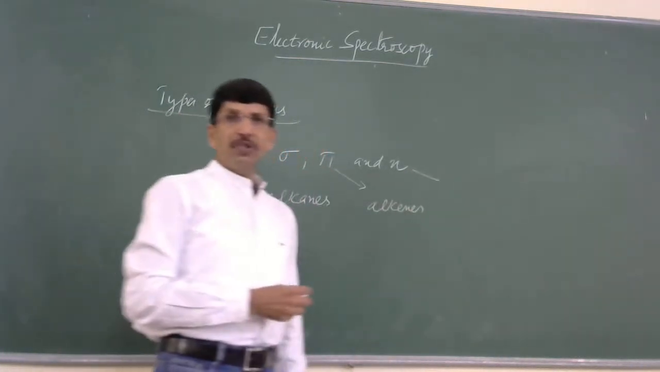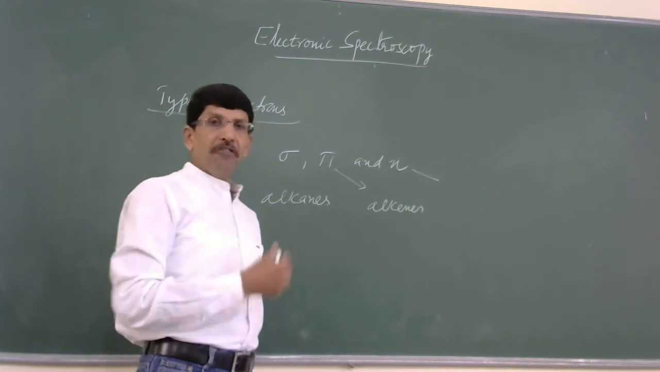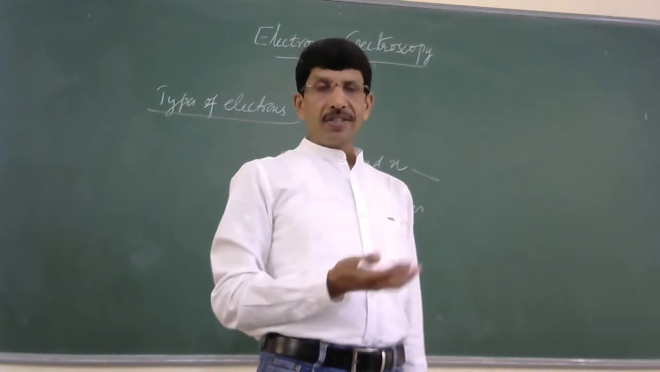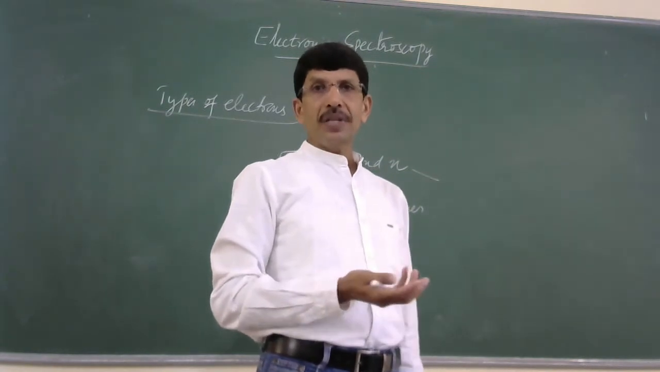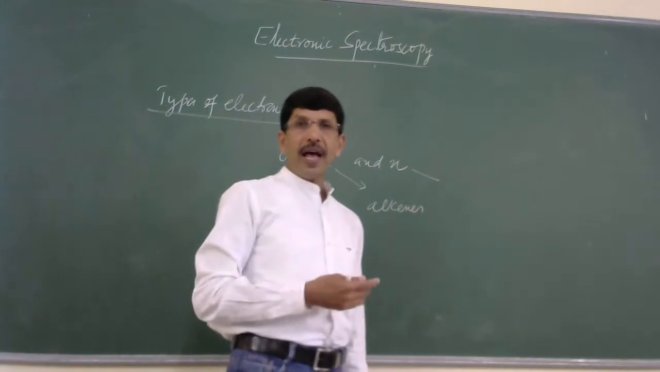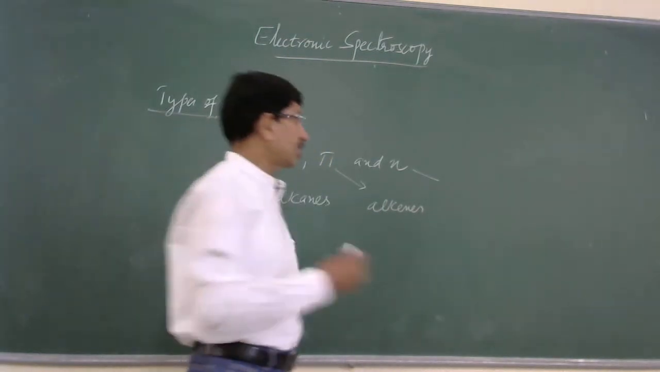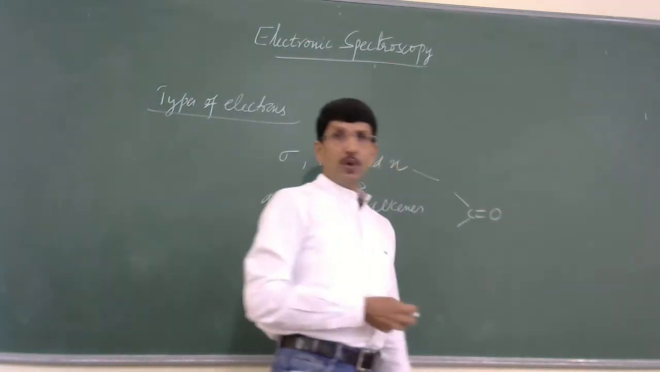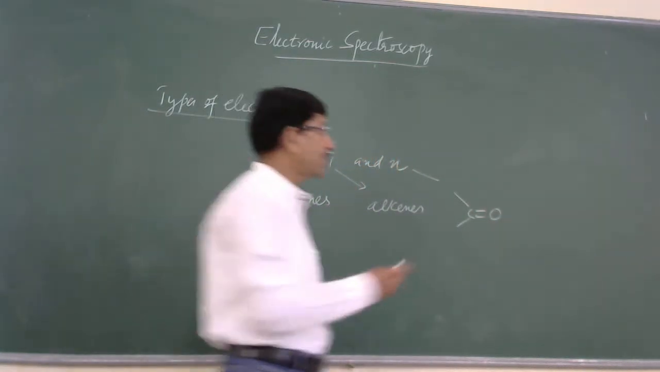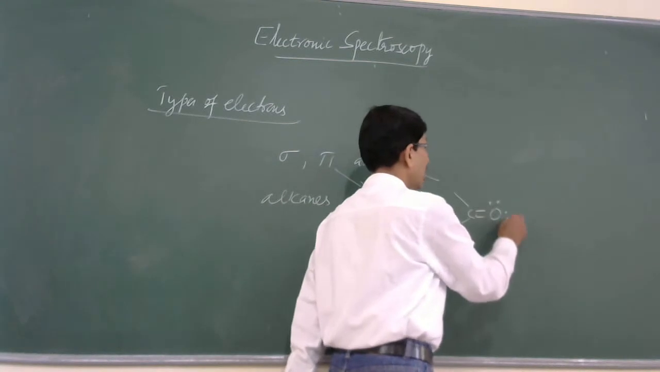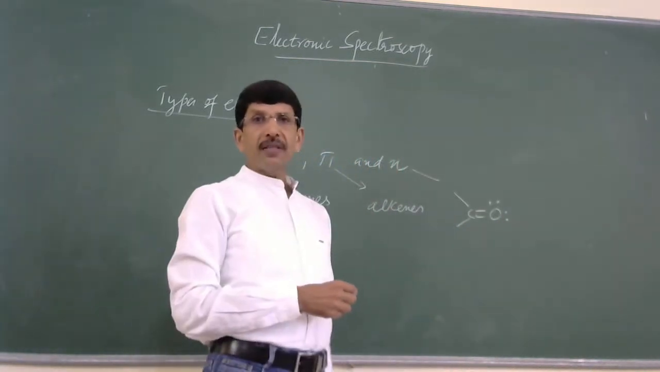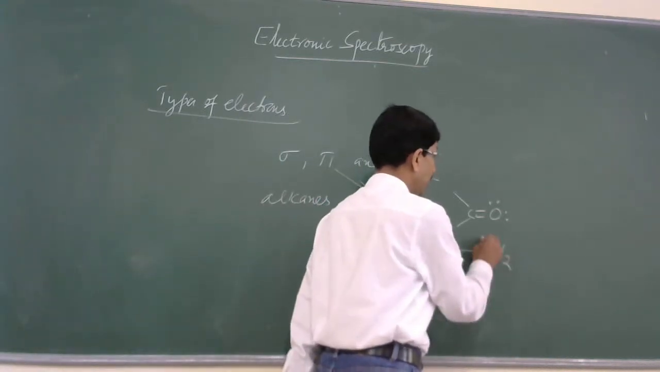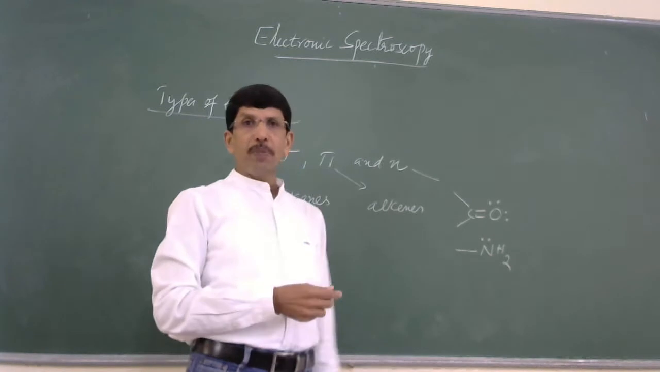And n electrons are called non-bonding electrons. Whenever in an organic molecule there are atoms like oxygen, sulfur, nitrogen or halogen, these atoms will have non-bonding electrons. So if you consider a carbonyl compound, maybe ketones or aldehydes or esters or carboxylic acids, oxygen in a carbonyl compound will have two lone pairs of electrons. Or if you consider amines, nitrogen in an amine will have a lone pair of electrons.